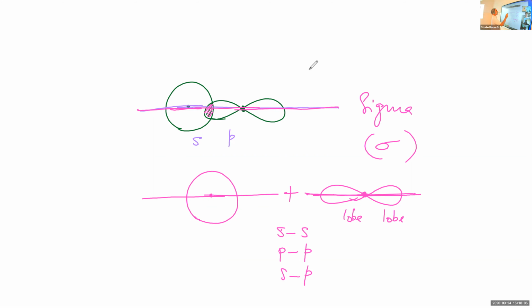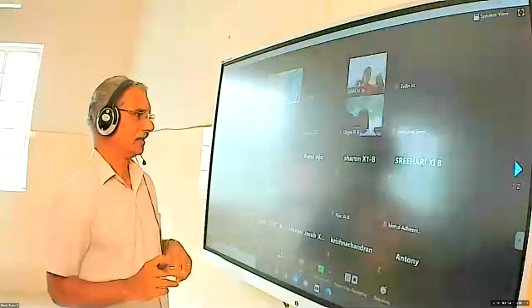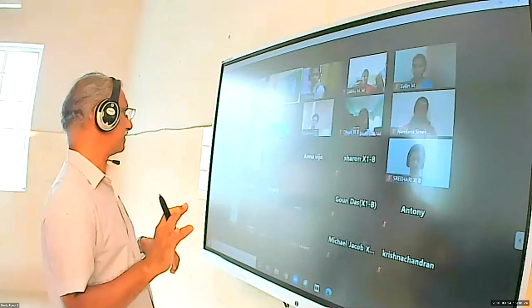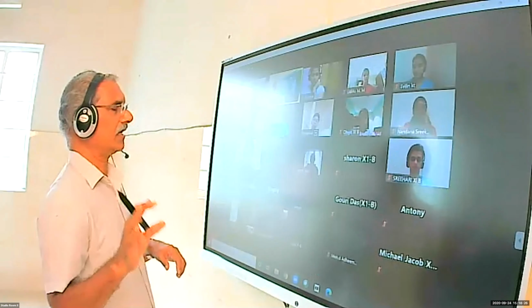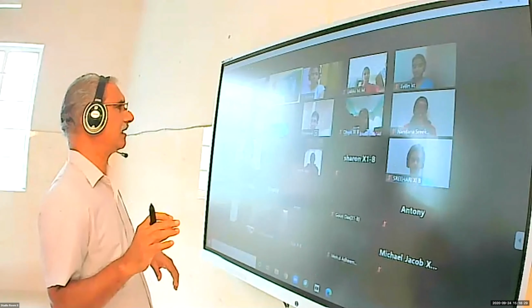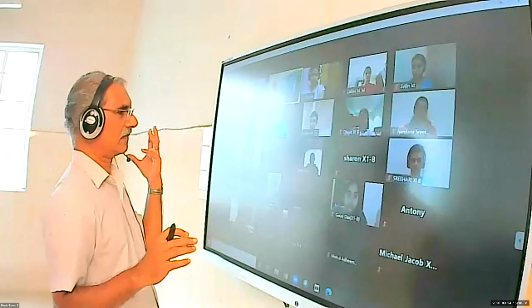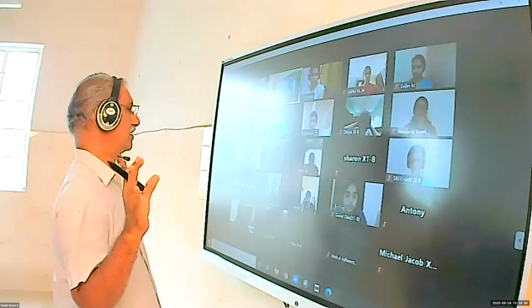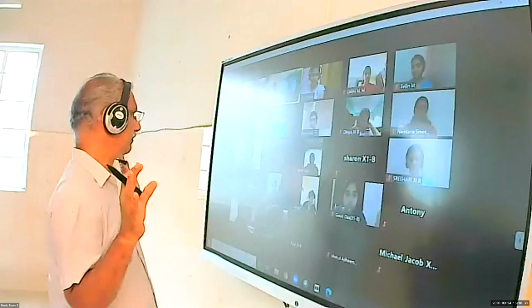So this is not an 8. This is not a circle. Here there is a spherical balloon, one side balloon. And the other side the same. The s orbital is not a circle. Don't be confused. It is not a circle. It is spherical. Suppose you have a ball, a rubber ball, and that has the shape of an s orbital.